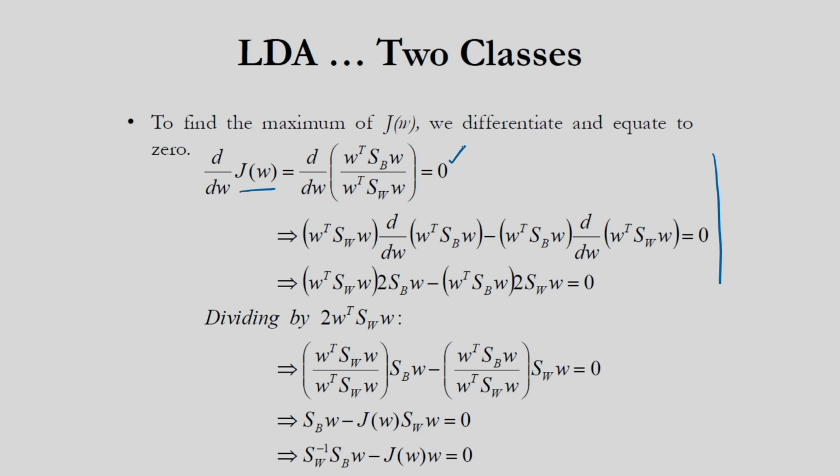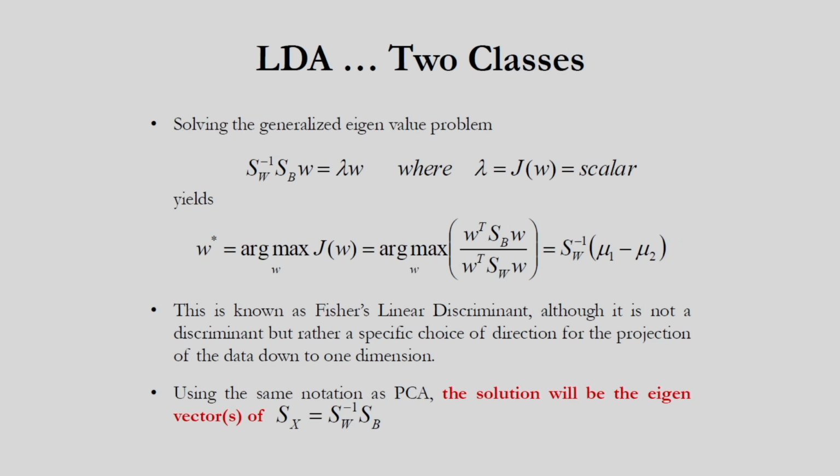So I have to find the maximum of J(W). After doing all this mathematics, I will be getting this one. You see this mathematics, mainly I am just applying the differentiation, applying the chain rule, and equating it to 0, because I have to find the maximum of J(W). So it is nothing but solving the generalized eigenvalue problem.